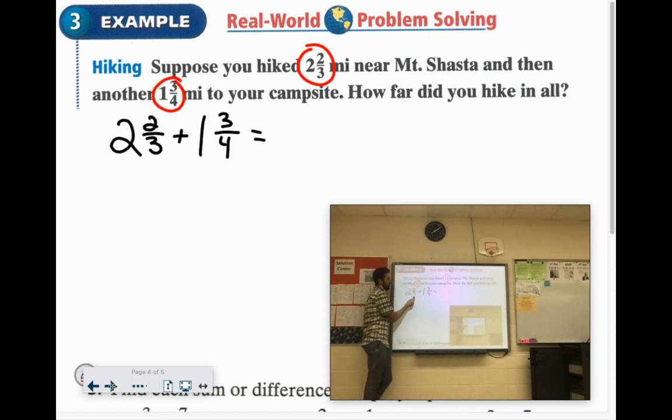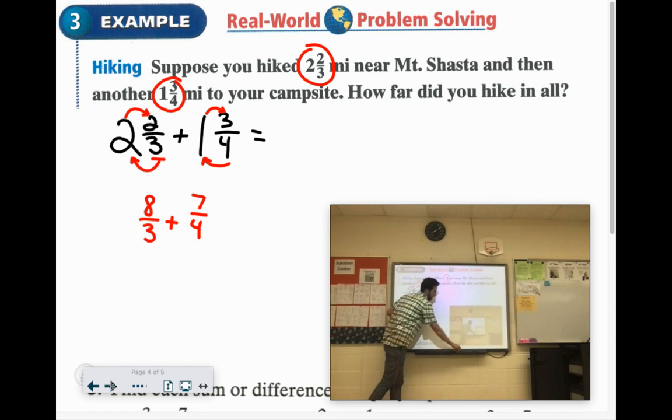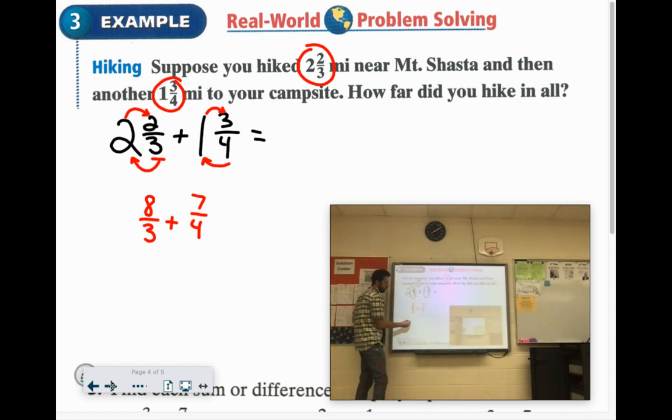So to go improper, remember you take the denominator, you multiply it by the big boy. 3 times 2 is 6, and then you add whatever's up top. So 6 plus 2 would be 8. So this would be 8/3 plus 4 times 1 is 4, plus 3 is 7. So plus 7/4. Now we got to get that common denominator, which could be 12. 3 times 4 is 12. 8 times 4 is 32.